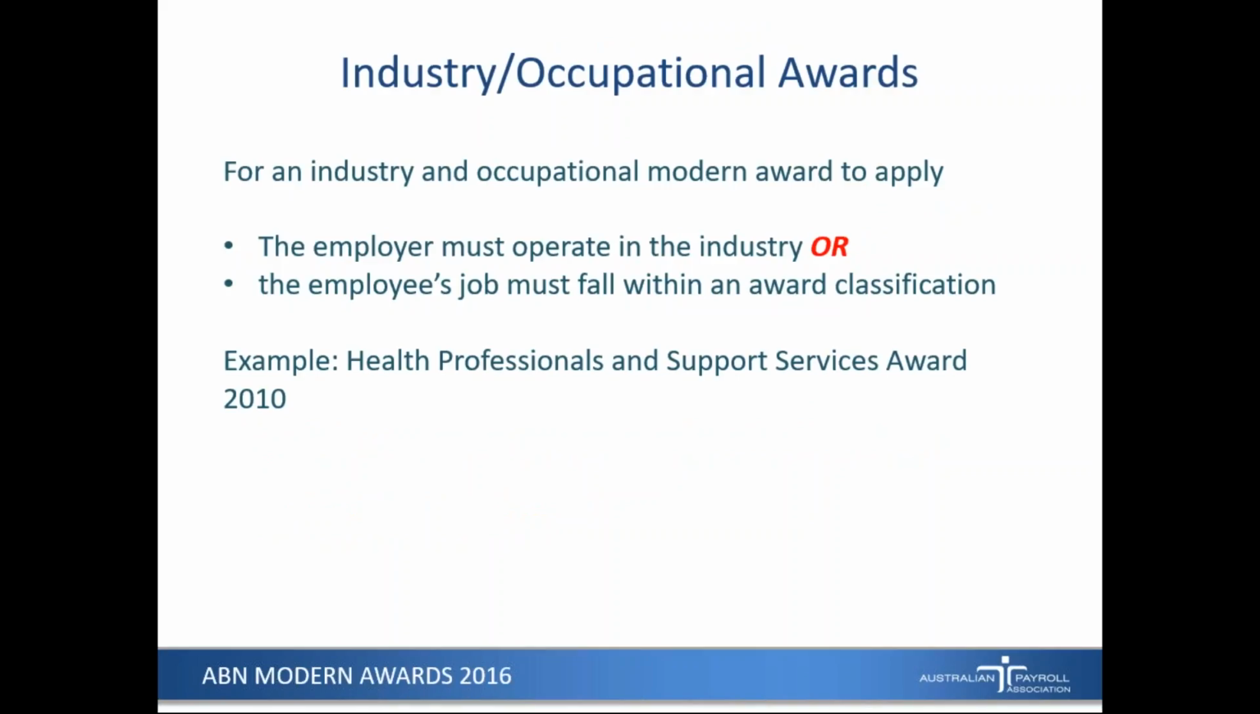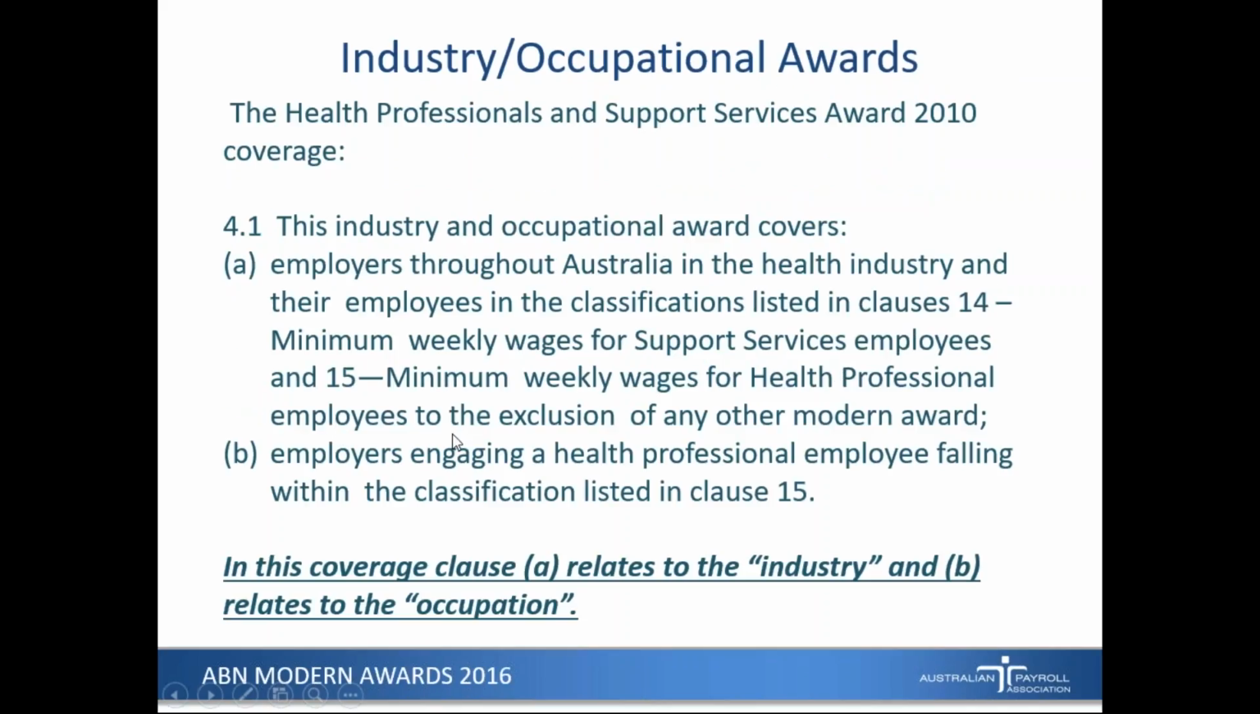Okay, if you can't find a particular industry award that you're looking for, you could very well be covered by an industry or occupation, industry slash, first let me clarify, slash occupational award. So the example that many people use is the Health Professionals and Support Services Award. Under that award, there's a definition of who the industry covers, and the industry covers employers throughout Australia in the health industry and their employees in the classifications listed in the clause.